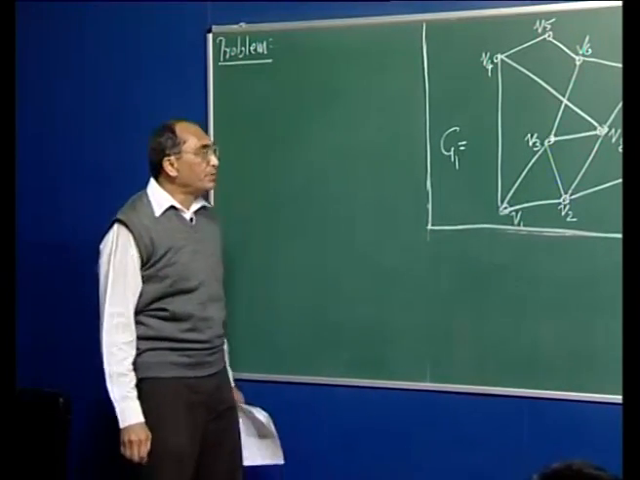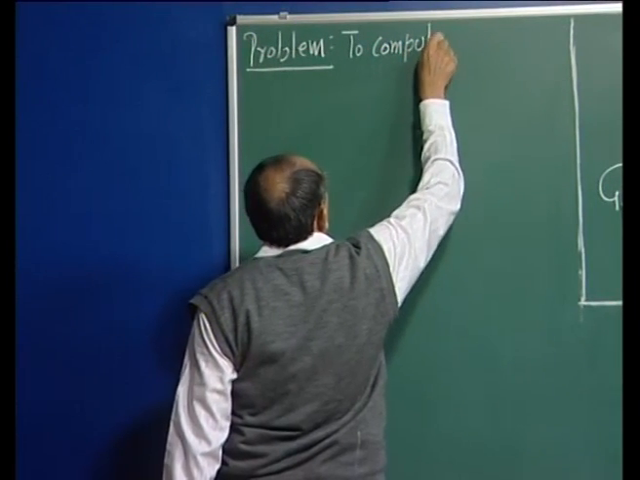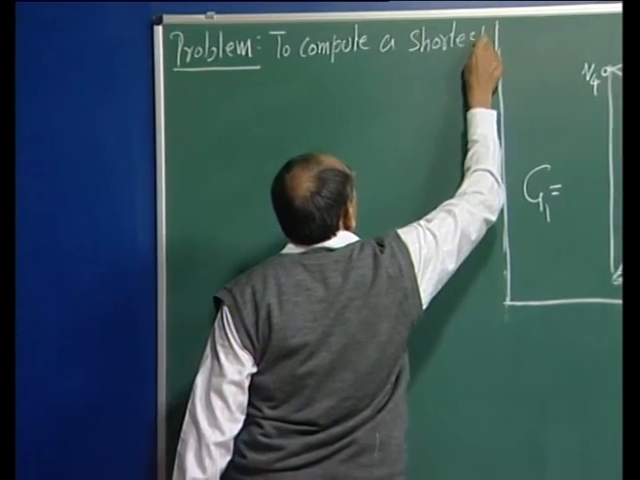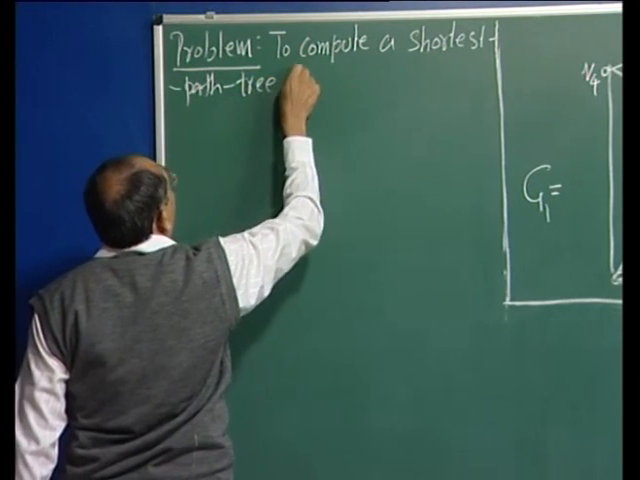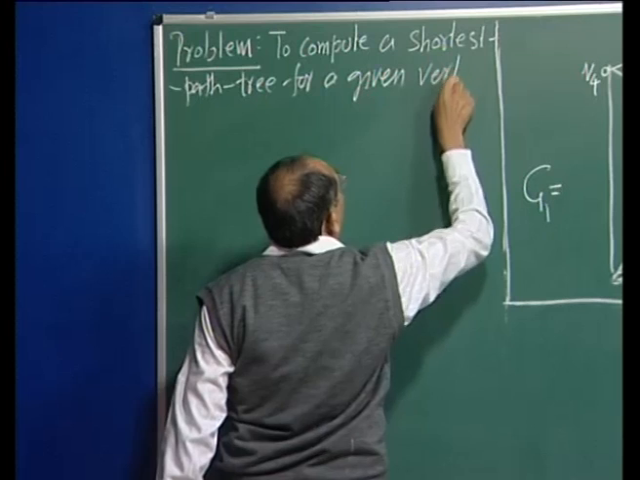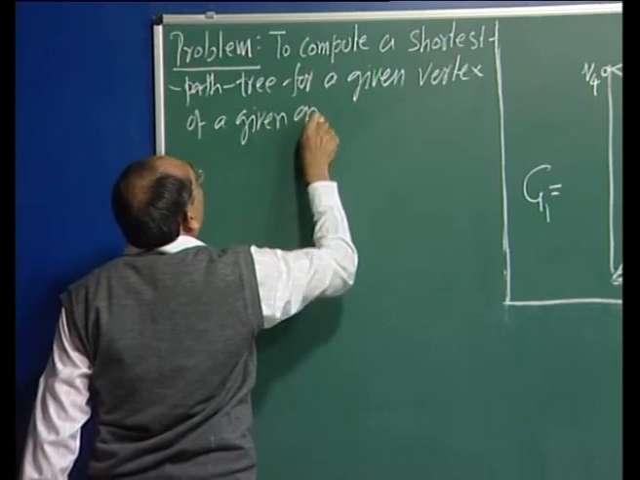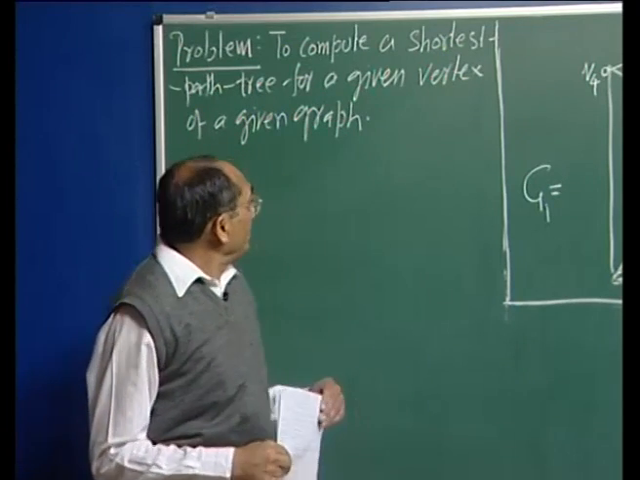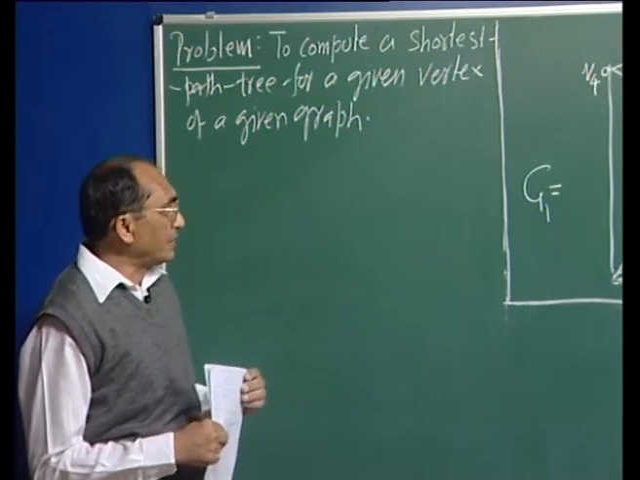Problem is to compute a shortest path tree for a given vertex of a given graph. Okay. Now, we will introduce the algorithm for this and then see the correctness of that algorithm.